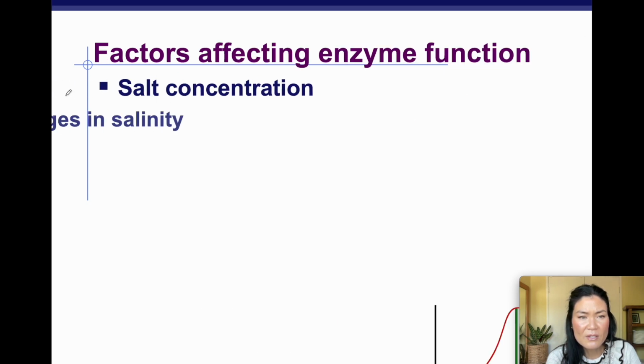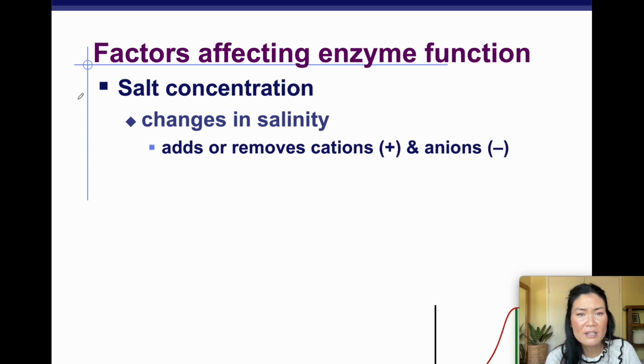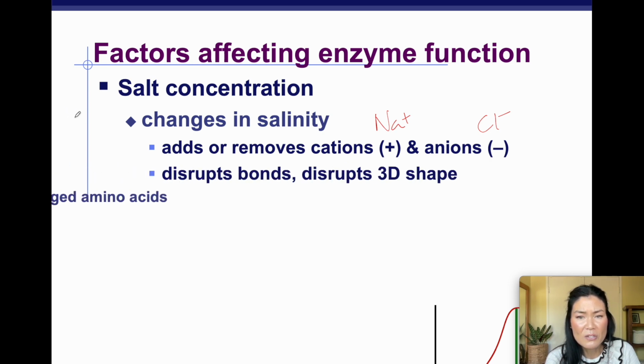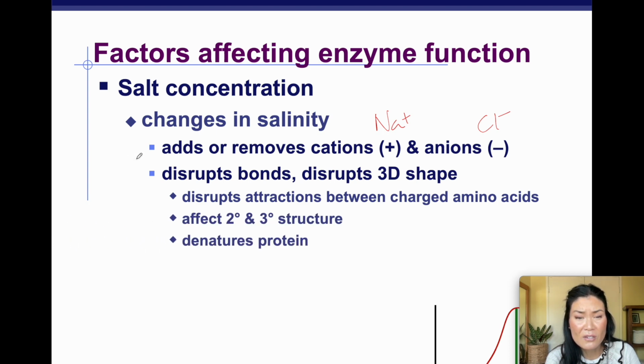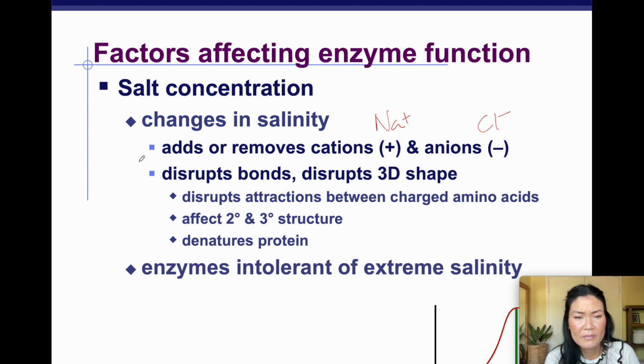So what's happening here is that salt concentration, changes in salinity, again, cations, you've got the Na plus, anion, Cl minus. If we remove or add too many of these guys, they're going to interact with the three-dimensional shape of the protein. It's going to disrupt the attraction between charged amino acids. Like it's going to disrupt the hydrogen bonds. It's going to disrupt the ionic bonds. And it's going to affect the secondary, tertiary structure of protein. It's going to denature the enzyme, okay?